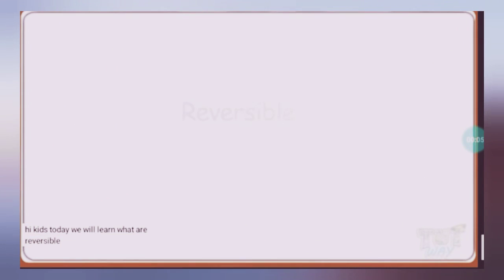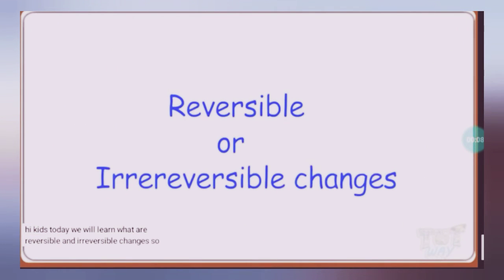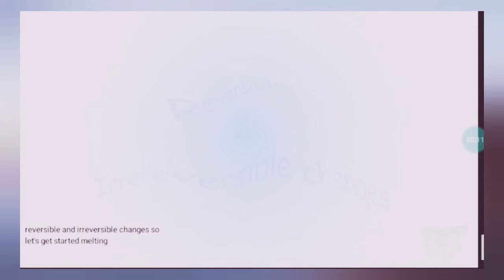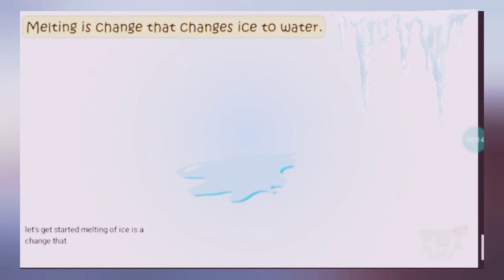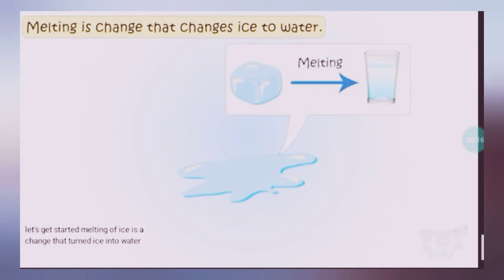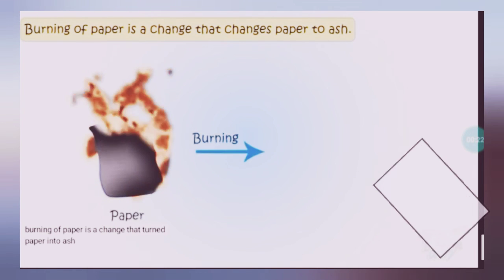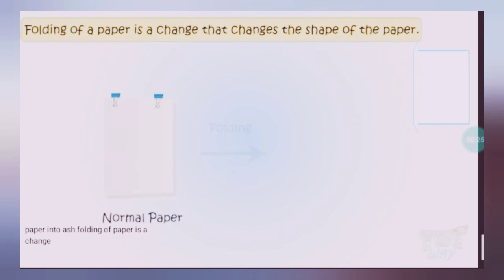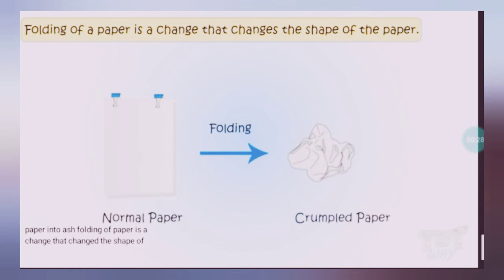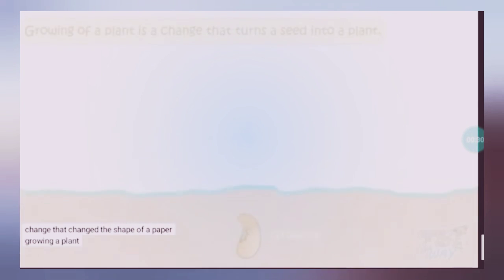Everyone, today we will learn what are reversible and irreversible changes. So let's get started. Melting of ice is a change that turned ice into water. Burning of paper is a change that turns paper to ash. Folding of paper is a change that changed the shape of a paper.